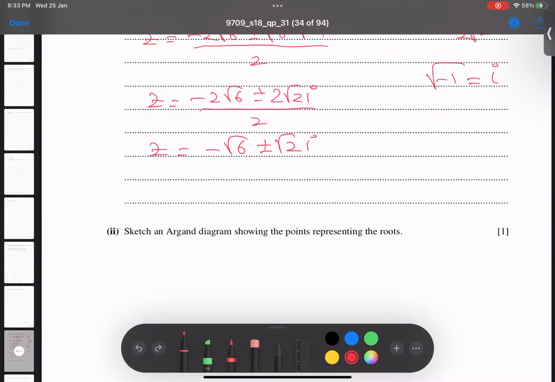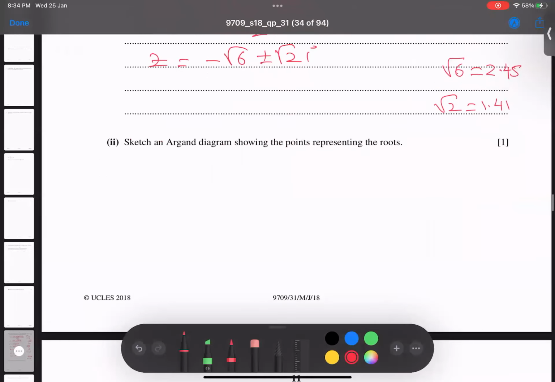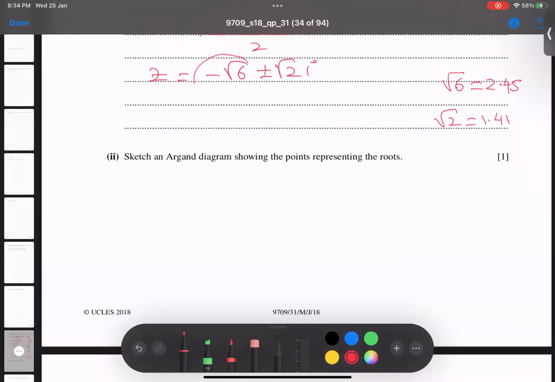Before starting, you must know what root 6 is. You can type it in the calculator. Root 6 is approximately 2.45, and root 2 is 1.414. Now I think you can understand from here. Let's start the sketch. The real part is negative, and for the complex part, one is positive and one is negative.